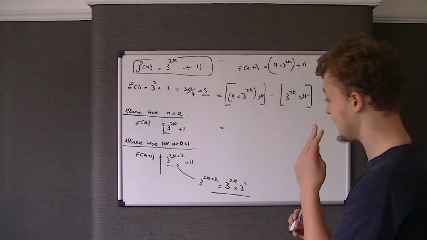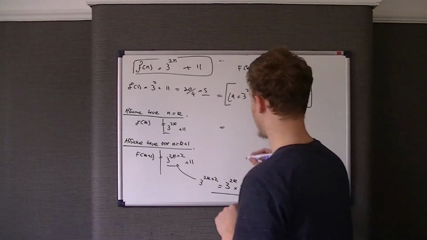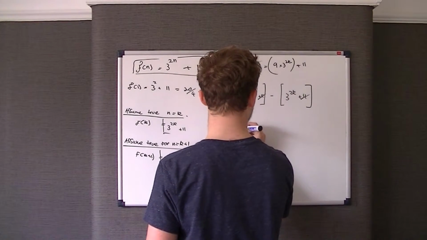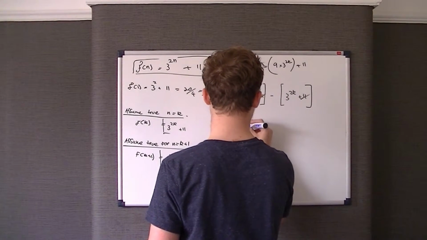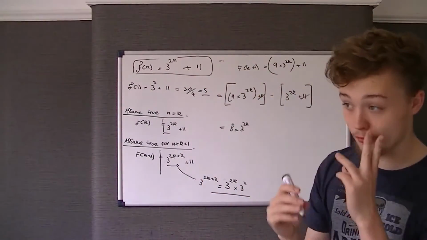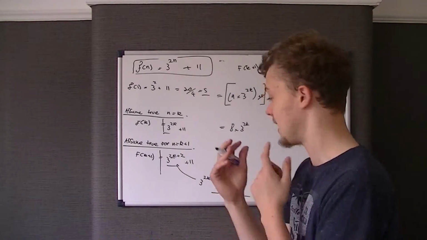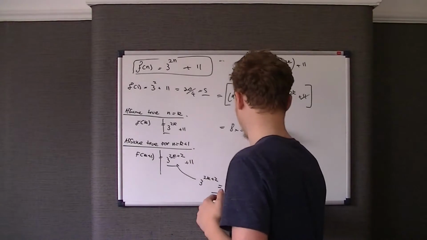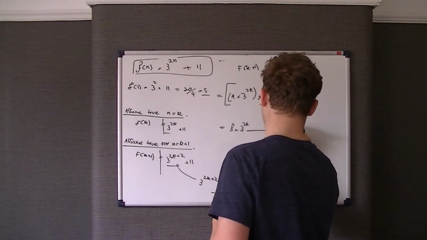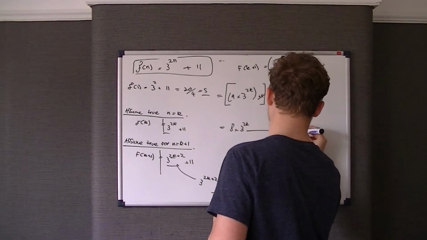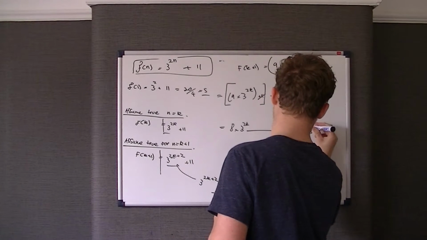Okay, so it's 9 times 3 to the 2k, take 3 to the 2k, which obviously gets us 8 times 3 to the 2k. Now we need to show it's divisible by 4. Well, it's 8 times 3 to the 2k is the step up. So obviously that's divisible by 4. We can take 4 out as a common factor. So we're left with 4 times 2 times 3 to the 2k.